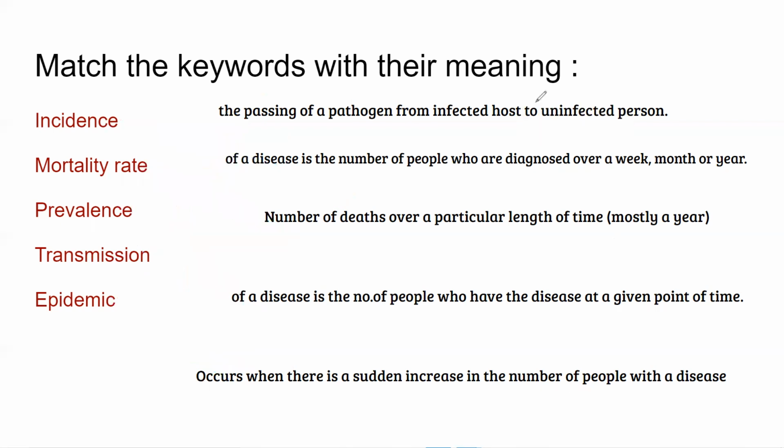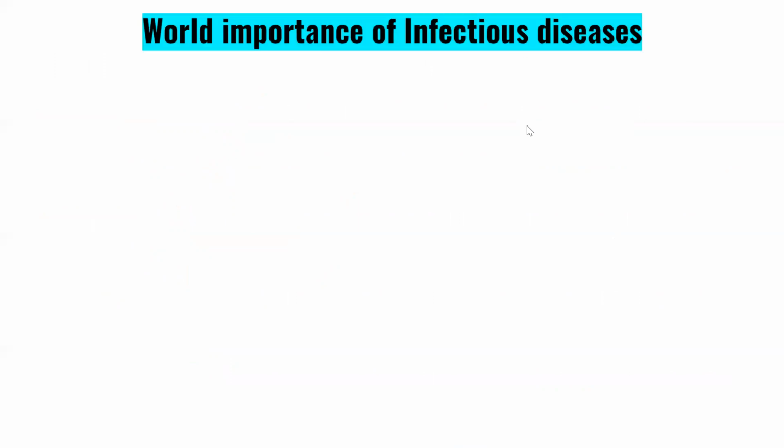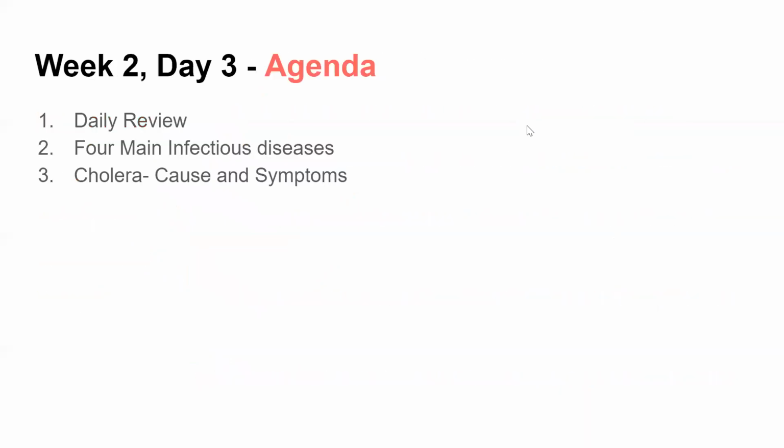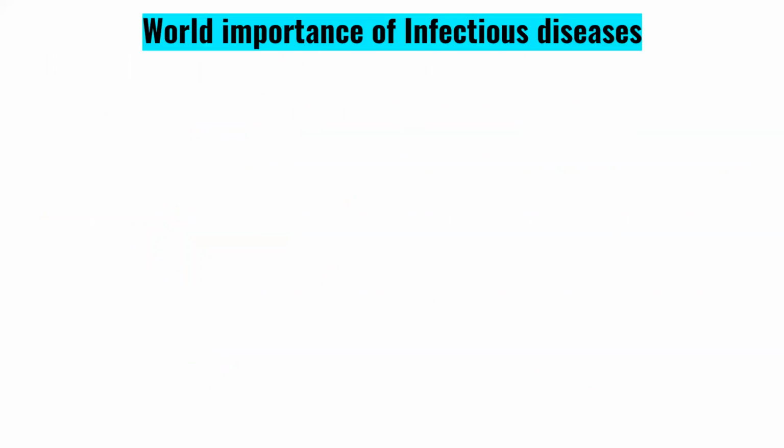All right. With that ends our daily review. And next, we are going to look at the next thing on the agenda, that is 4 main infectious diseases that we will be studying in the AS level syllabus. Through this discussion, you will only get a brief sneak peek about these 4 different infectious diseases, and I'll tell you why these diseases are important. That's why the heading of the slide is the world importance of infectious disease.